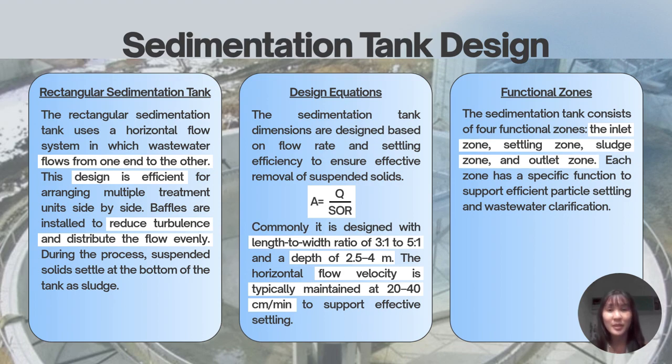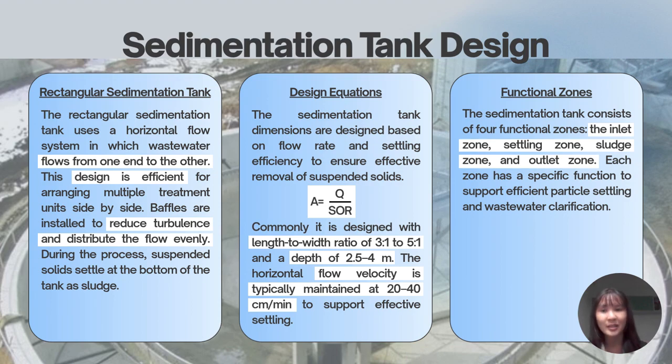The primary sedimentation stage is done in a sedimentation tank, where the design is generally a rectangular sedimentation tank. This design uses a horizontal flow system where wastewater flows from one end to another, which makes it efficient for arranging multiple treatments side by side. Baffles or barrier plates are installed to reduce turbulence and distribute the flow evenly, so that at last sediment will settle at the bottom as sludge.